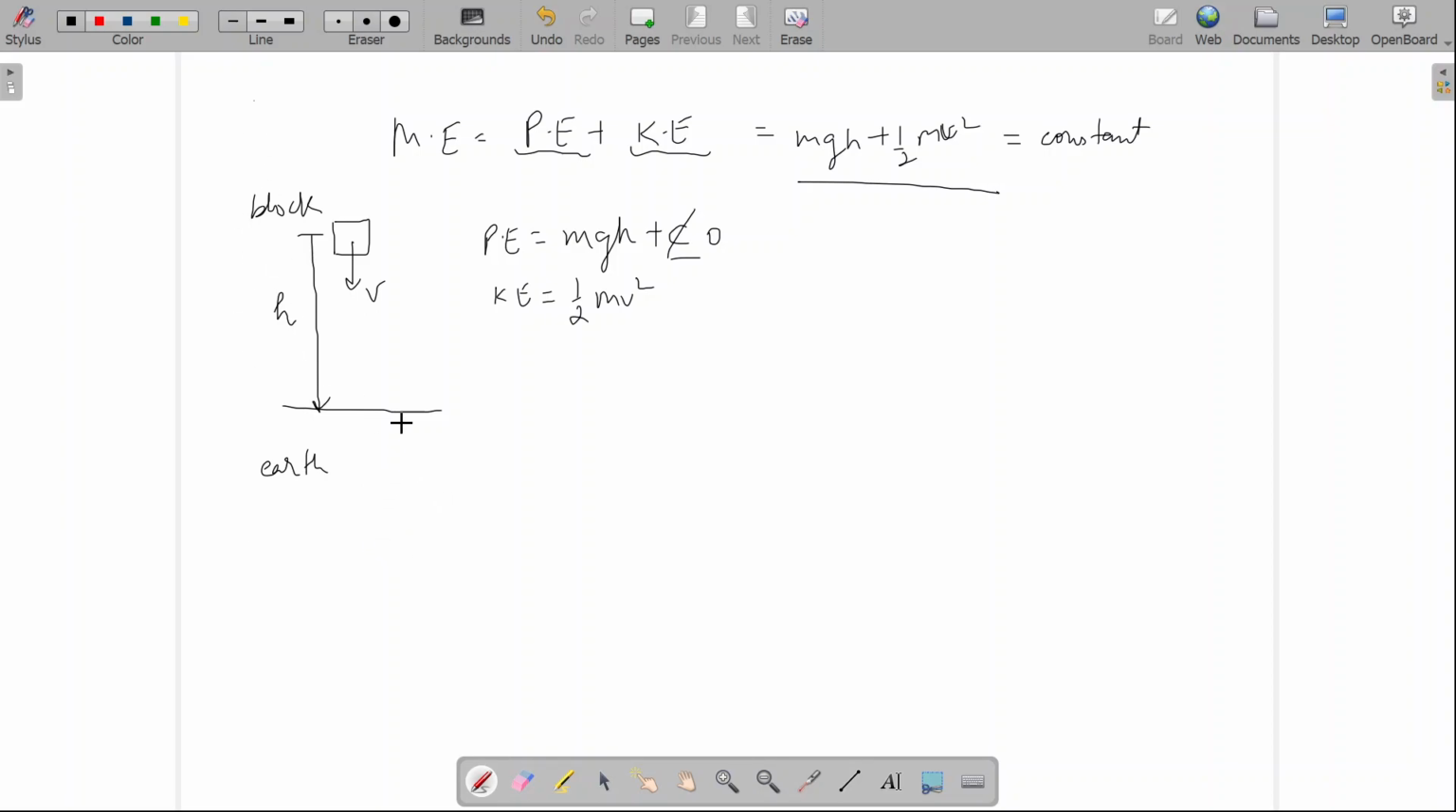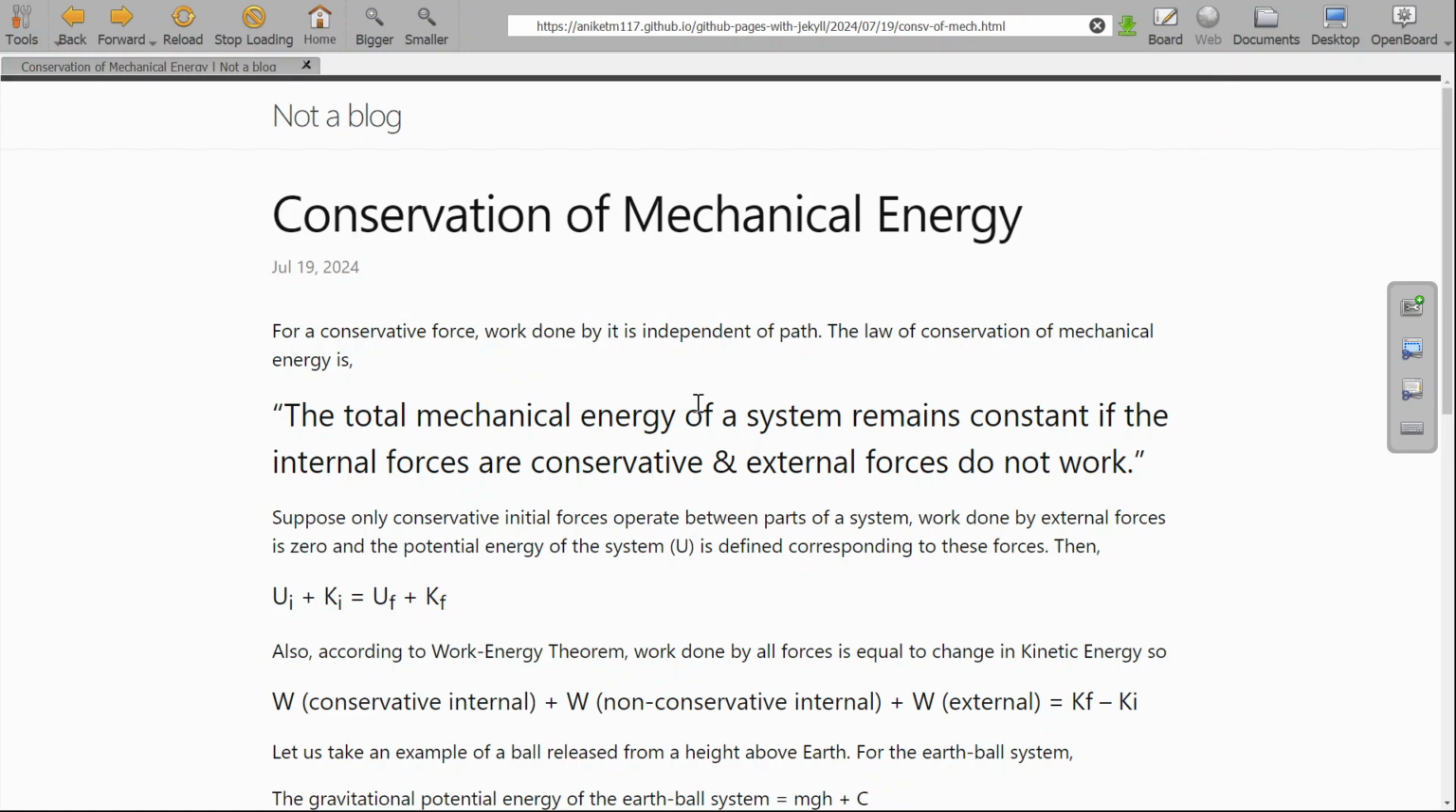So for this earth and block system, what are the internal forces to this system? The internal forces to this system are the gravitational force, mg, which is acting on this block. The internal forces are conservative in nature and external forces to the system are doing no work. So for such a case, we can say the sum of potential energy and kinetic energy remains constant. This is a very common case, and that's why we devise a law for it.